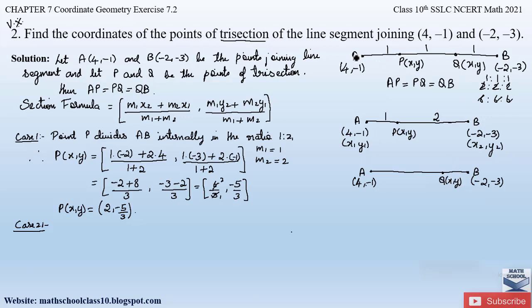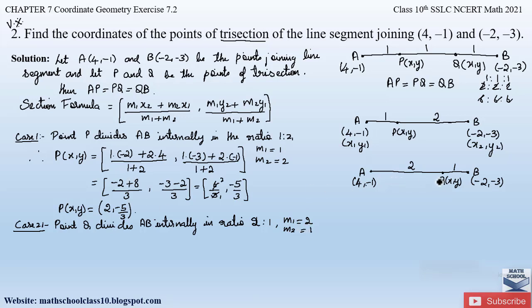What is the distance between point A to point Q? It is 1 plus 1, that is 2 units. And from point Q to point B it is 1. So we will take 1. So this point Q divides the line AB in the ratio 2:1. So therefore write down point Q divides AB internally in the ratio 2:1. Therefore here m1 value is equal to 2 and m2 value will be equal to 1.